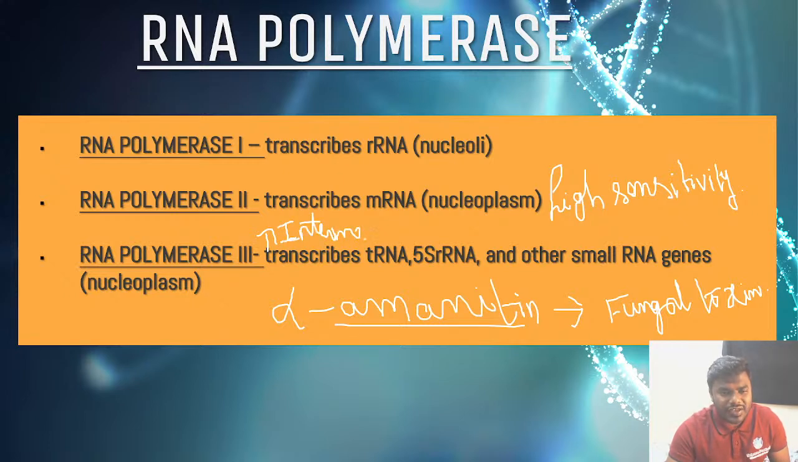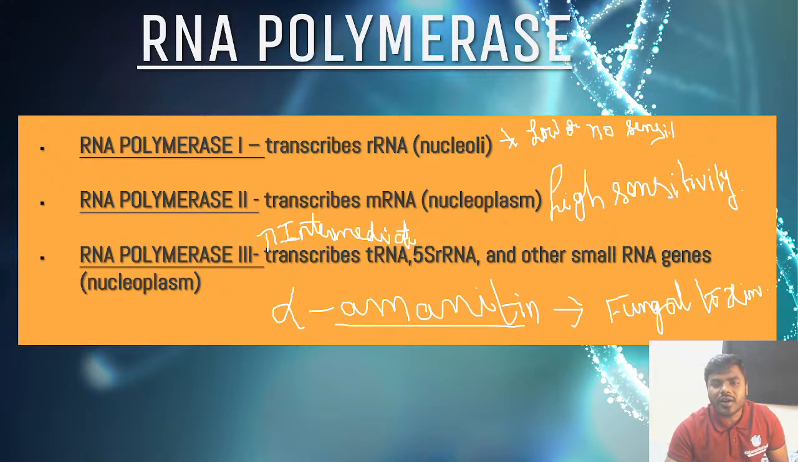When it comes to RNA polymerase 3, friends, it has an intermediate sensitivity. Alpha amanitin cannot show its action greatly on RNA polymerase 3. If you look into RNA polymerase 1, friends, it has low sensitivity. Overall, it does not have the sensitivity at all.